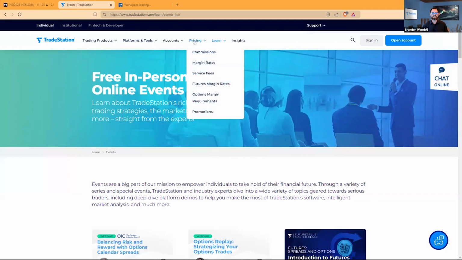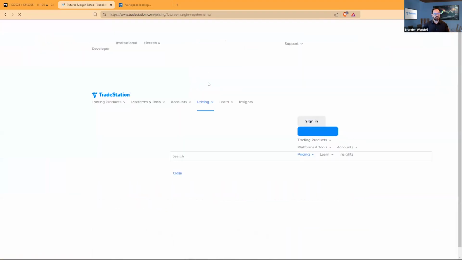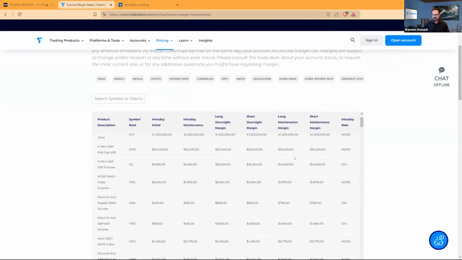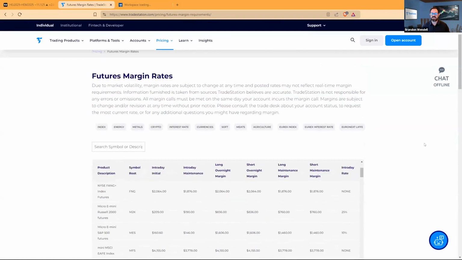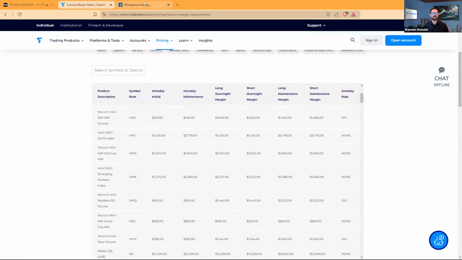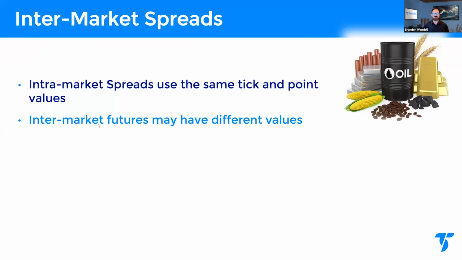One of the easiest things to do, if you go to pricing and futures margin rates, I believe that's where it is. No, it's not there anymore. I thought they used to have the point values listed there with the tick values, but it's not there right now, but that's okay. Anyway, there's plenty of places to find them.